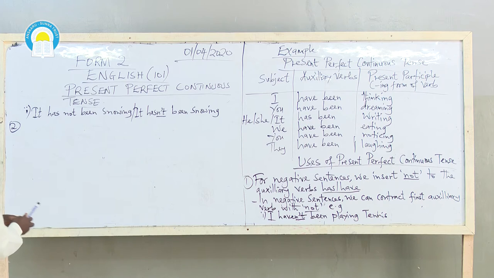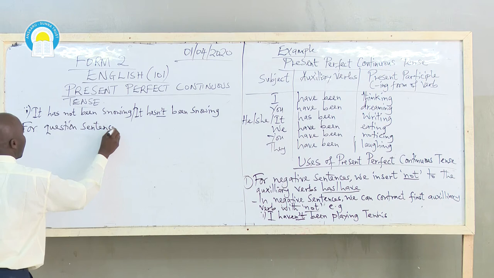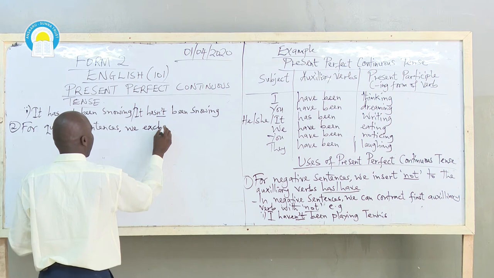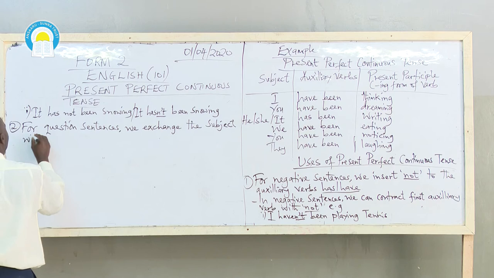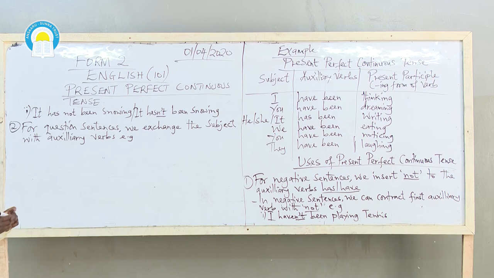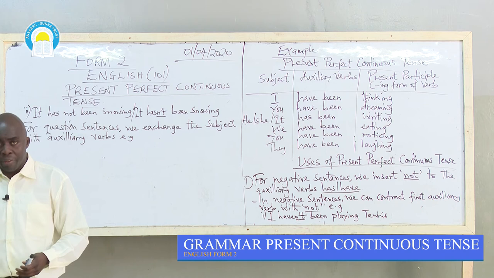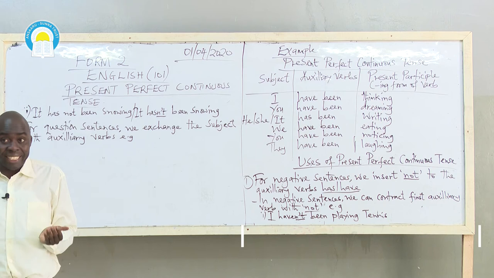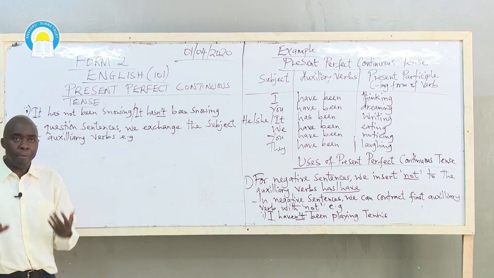For question sentences, we exchange the subject with auxiliary verbs. So if it comes to question tense, you don't start a question with a subject, but with auxiliary verbs such as either has or have, because we are talking of the present. If we talk of present perfect, we talk of either has or have. If it is in the past, we talk of had. But today's lesson is about the present perfect continuous tense.